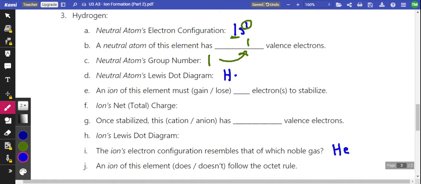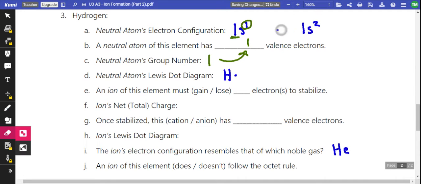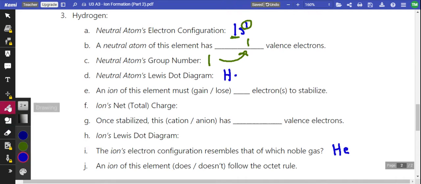Well, if we start with 1 valence electron, how many valence electrons does helium have? Well, it's in column 18, but it doesn't have 8 valence electrons. It has 2 valence electrons. Okay, so if we could get hydrogen to gain 1 valence electron, that would put it at 1s2, which is the electron configuration of helium. So that seems like a pretty good deal.